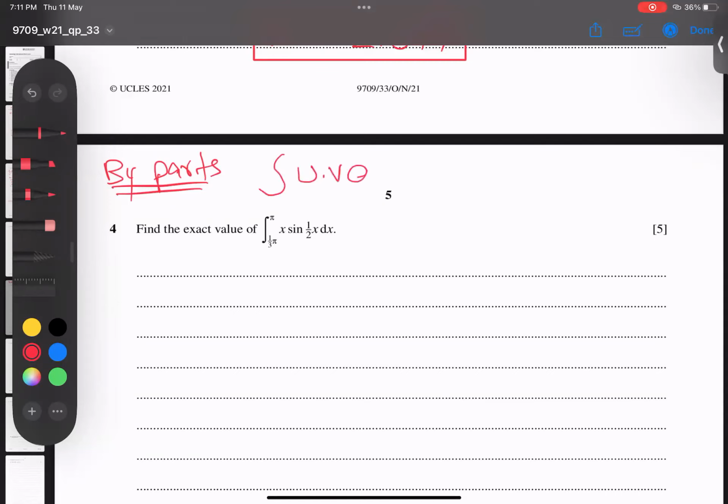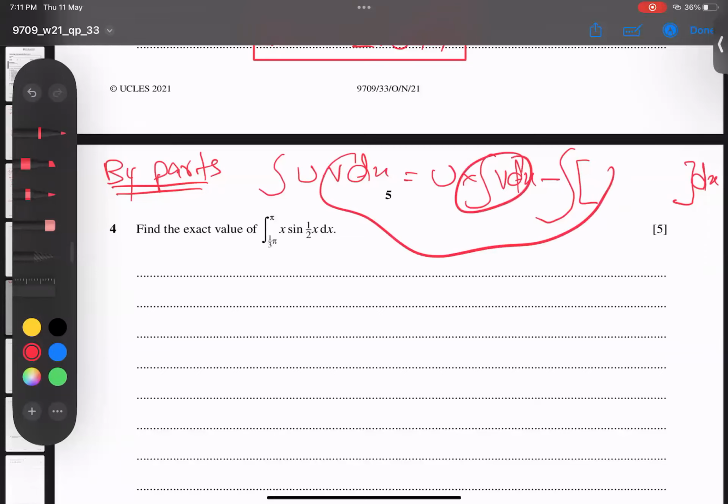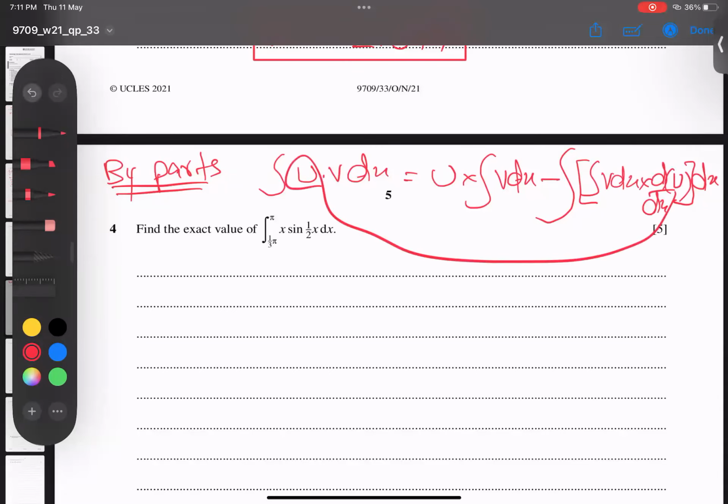U and V. Basically, U copy without any change, into integration of V function, minus a big sign of integral, a bracket starts, a bracket ends, and dx. And in the bracket, what to write? Again, V integration. The way I wrote outside, I'll write inside again, same thing, into differentiation of what? Of U, I mean the first function.